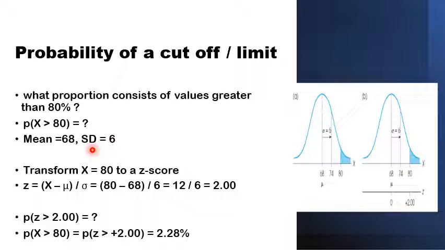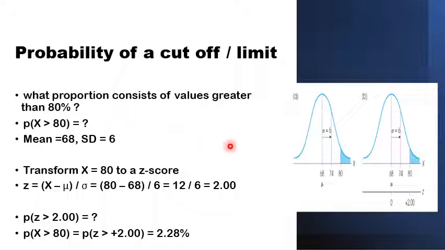We transform this 80, this figure that we would want to get the percentile probability of, into a z-score. 80 minus 68 equals 12, divided by 6 equals 2. So we know that the 80% mark is 2 standard deviations above the average score. What is the probability of a student getting a mark above this, above 80%?